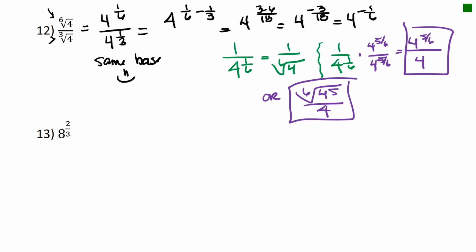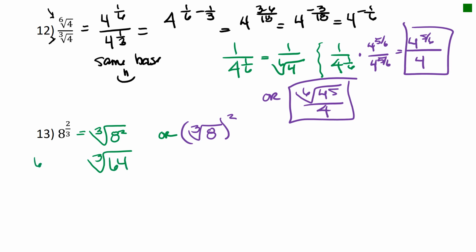So on number 13, it's actually kind of a just simplify it thing. You got to just remember that means the cube root of 8 squared, or it also means the cube root of 8, squared. If I do this first one, it's the cube root of 8 squared, which is the cube root of 64. Then I go over here to 64 and I hedge it.